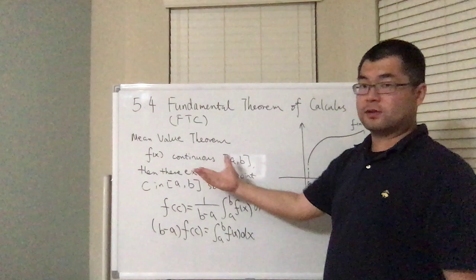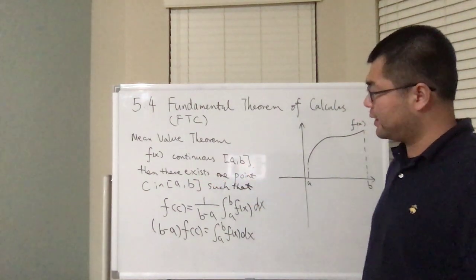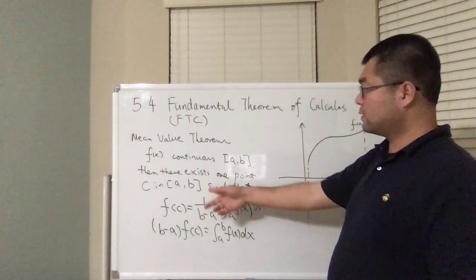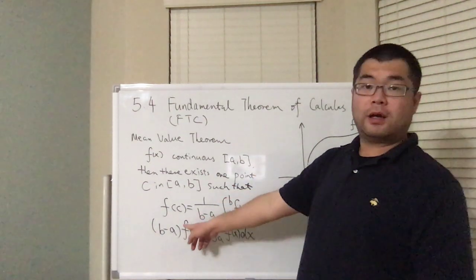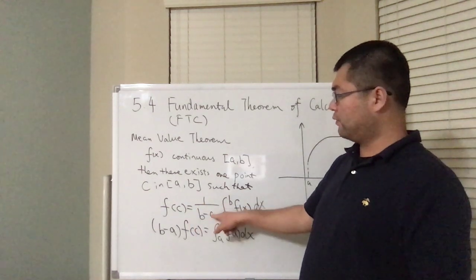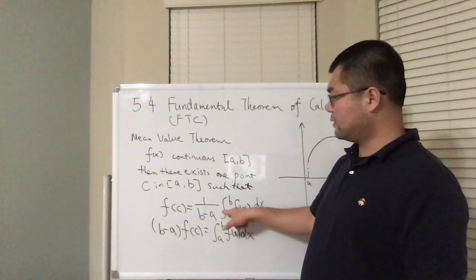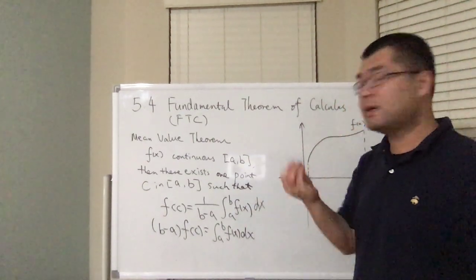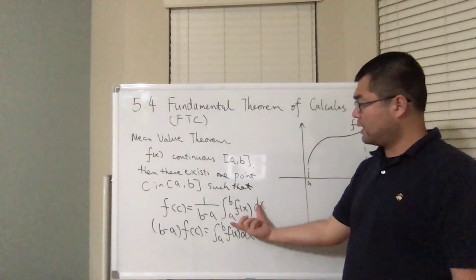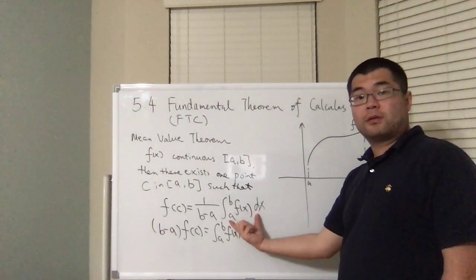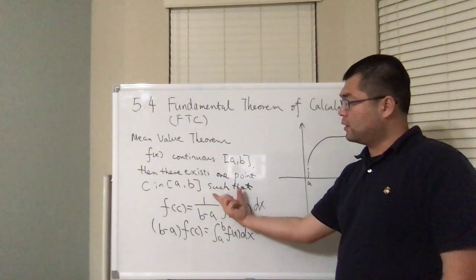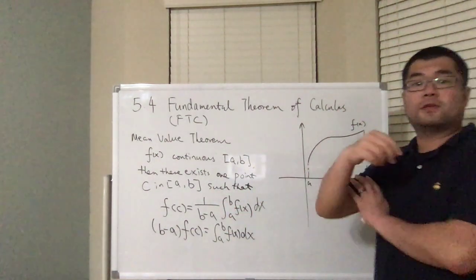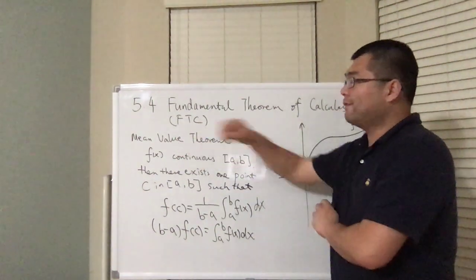If we have a function which is continuous on this closed interval from a to b, then there exists a point c on this interval such that f of c equals 1 over b minus a times the integral from a to b of f of x dx. Okay? So this is what we call the mean value theorem. As you can see, guys, this is the area under the curve, right? And then over b minus a, which you see is the length of this interval. That's what we call the mean value.